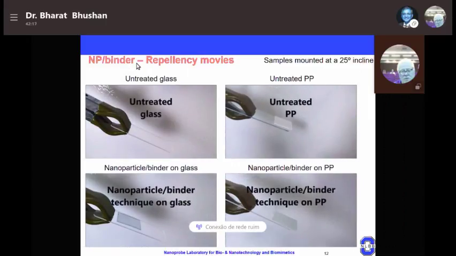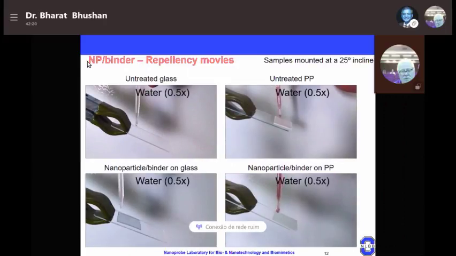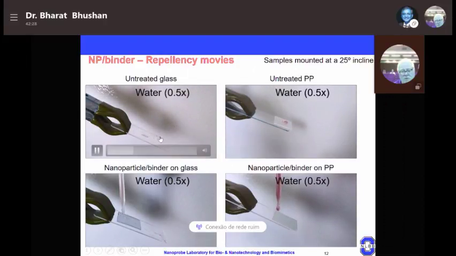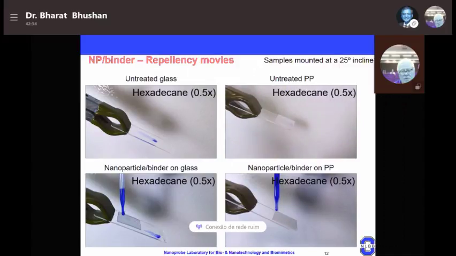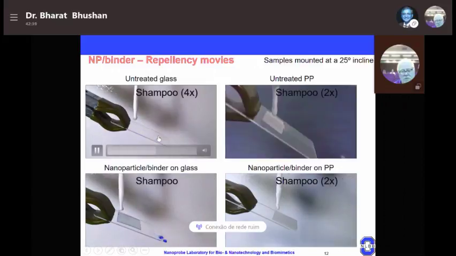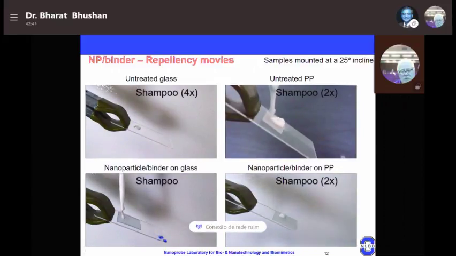First we deposit a water droplet which is dyed blue. In the case of untreated samples, the water droplet does not move very far. It is stuck on the sample, whereas at the bottom it moved very rapidly. Next we put oil, hexadecane, and again it doesn't move very far on an uncoated sample, whereas it runs off on the coated sample.